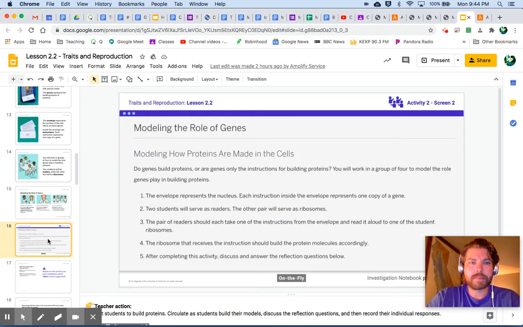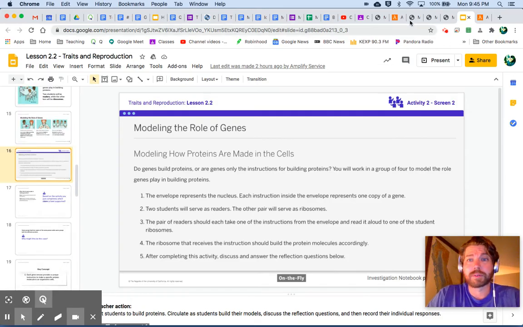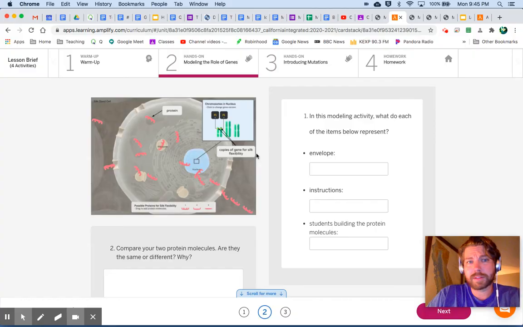In Amplify, there are some questions actually for you here. Hang on one second. Let me get back to this. I found the droids I was looking for. Actually, it's just in lesson 2 right here, or activity 2. In the modeling activity, what do each of the items represent?